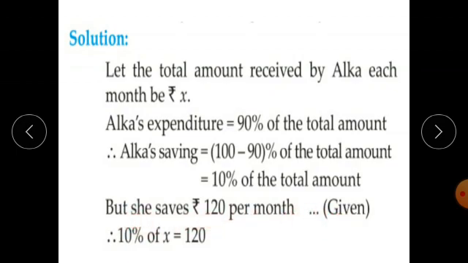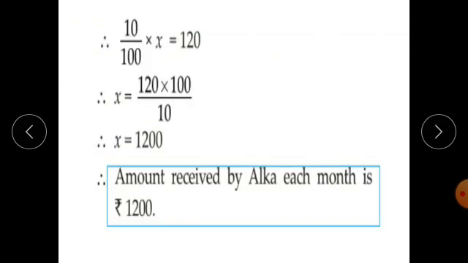Therefore, 10% of x is equal to 120, because x is the total amount received by Alka each month. Therefore 10% of x means 10 upon 100 into x equal to 120. Therefore, x equals 120 into 100 upon 10.